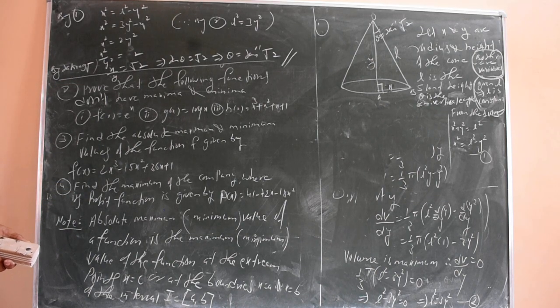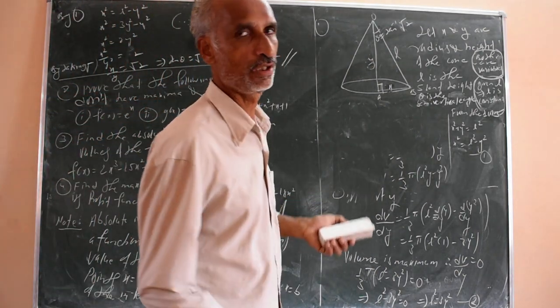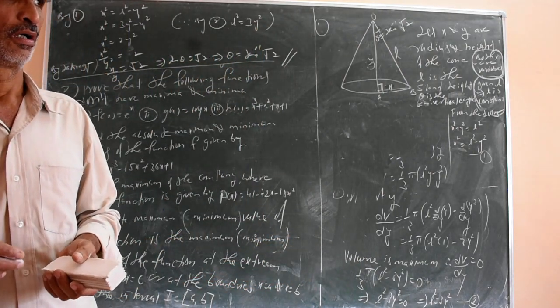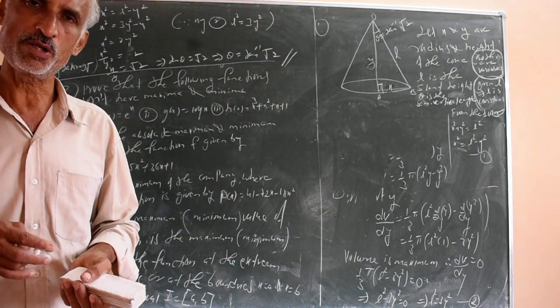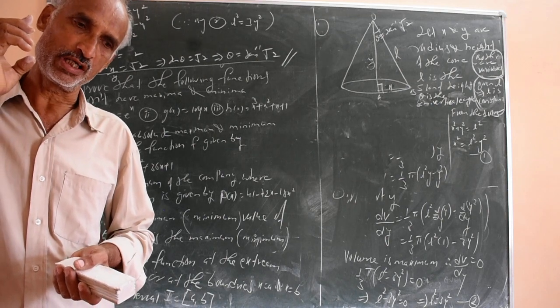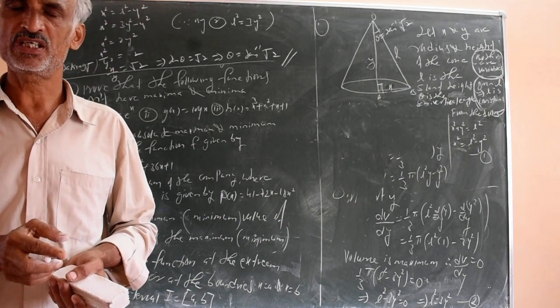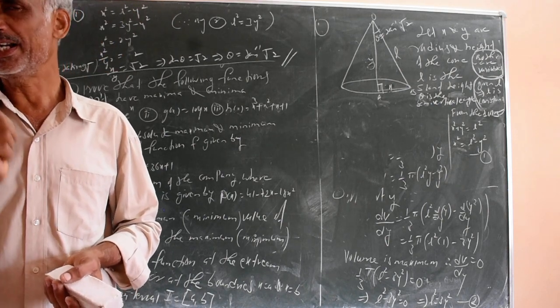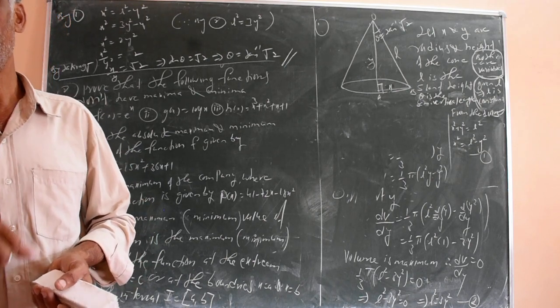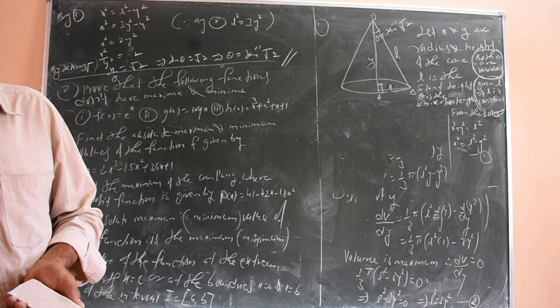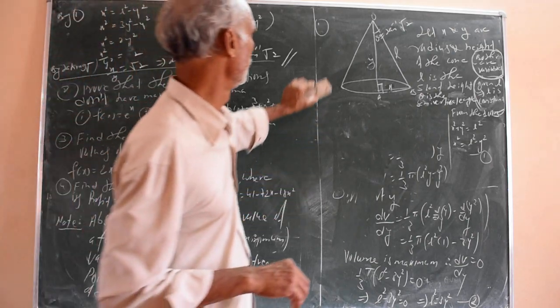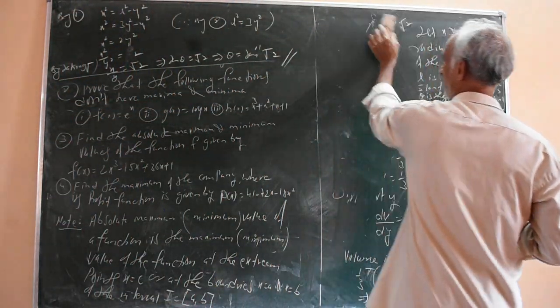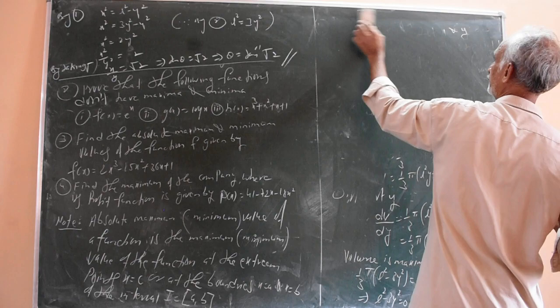Prove that the functions do not have maxima and minima, meaning there are no extreme values. How to get the extreme values? By taking the first order derivative f dash of x or dy by dx equal to 0, we get extreme values. If there are no extreme values, we can conclude that the function has no maxima and no minima. One or two I will try, and the remaining is homework for you.